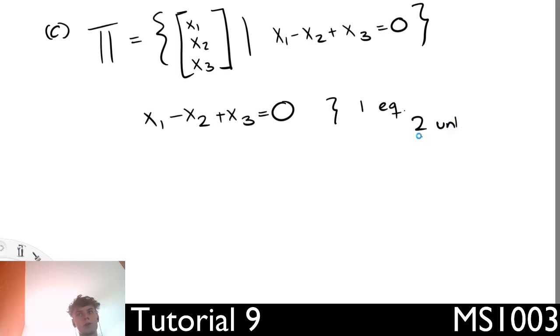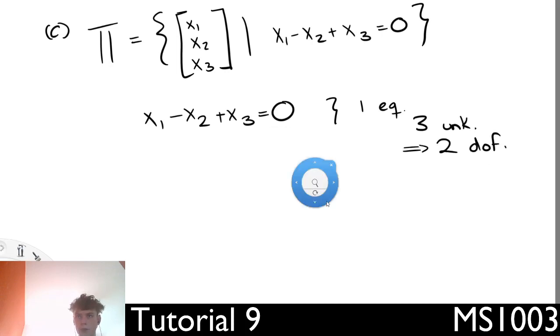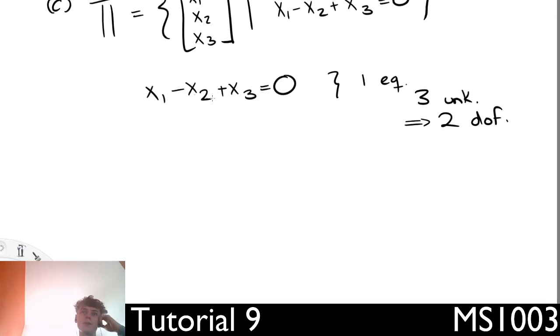Sorry, one equation, three unknowns. And that implies that there's two degrees of freedom. Okay? So I can take two variables here and let them be whatever I want and still have this equation satisfied. So I'm going to rewrite this as x1 equals x2 minus x3.